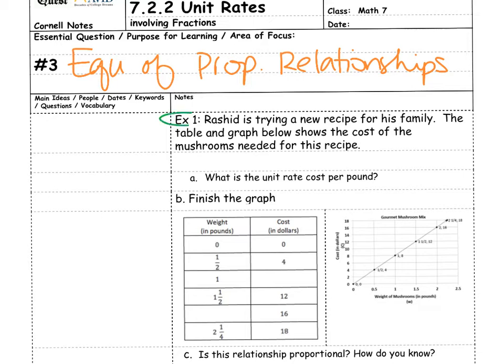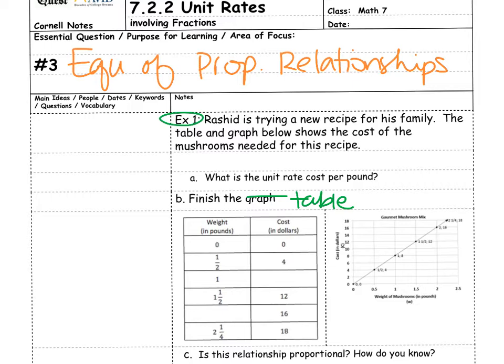So in example 1, it says Rashid is trying a new recipe for his family. The table and graph below show the cost of the mushrooms needed for this recipe. We need to figure out the unit rate of cost per pound. And in order to do that, we also have to finish the table. So let's go ahead and look at part B first.